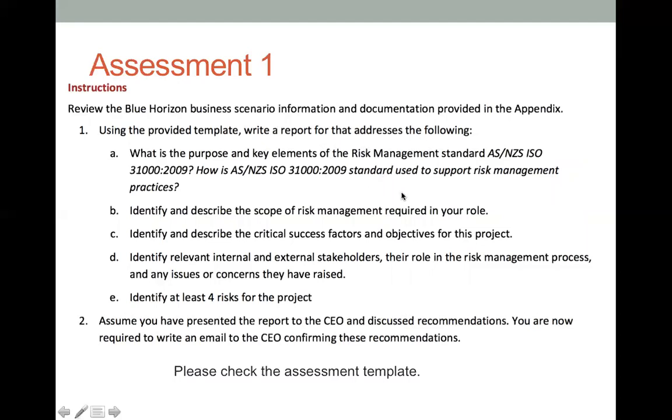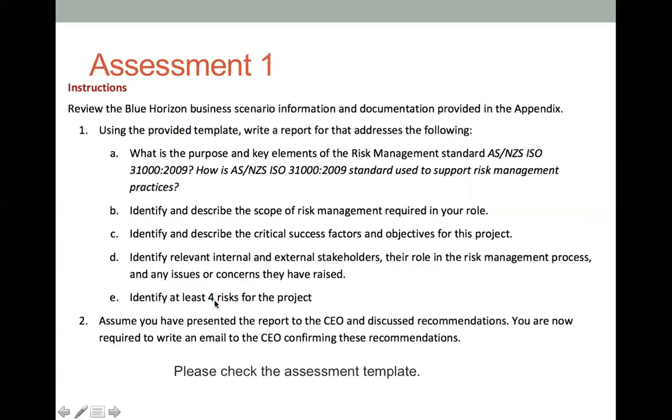Now, assessment 1. These are the tasks in our assessment 1. Again, for this one, the AS/NZS ISO 31000. If you type that in your Google search box, you'll find tons of articles, but I'm going to upload the ones I have from my own learning resources. The second one is about the scope of risk management required in your role. Please make sure you read the case study, Blue Horizon Business, and identify and describe the critical success factors of the objectives. The next one is the stakeholders.